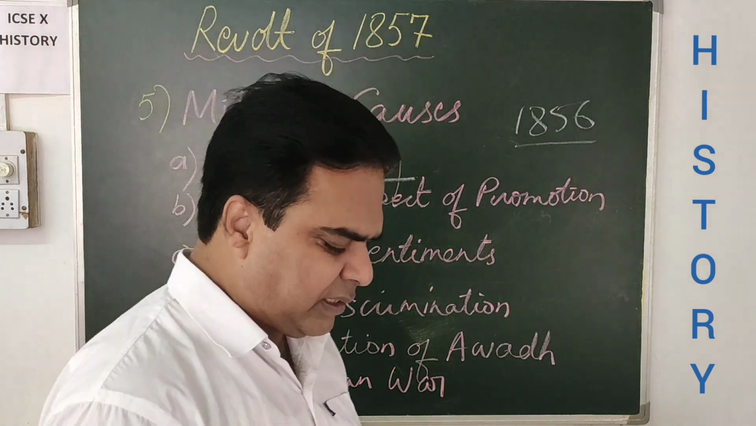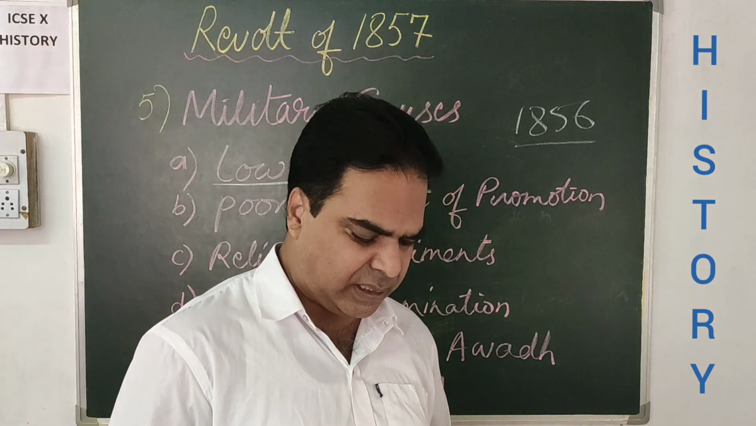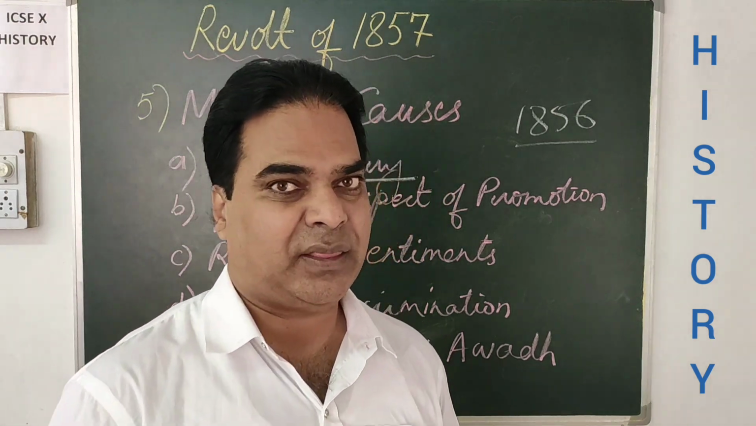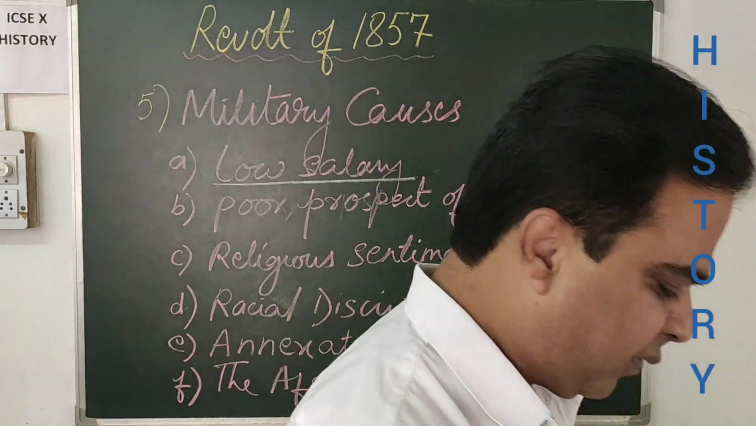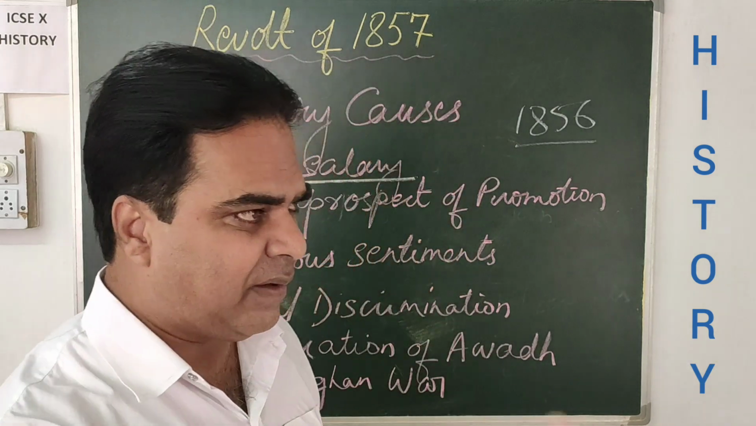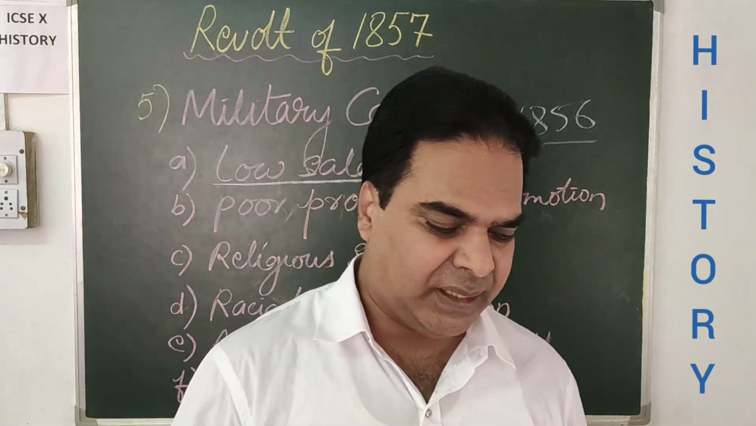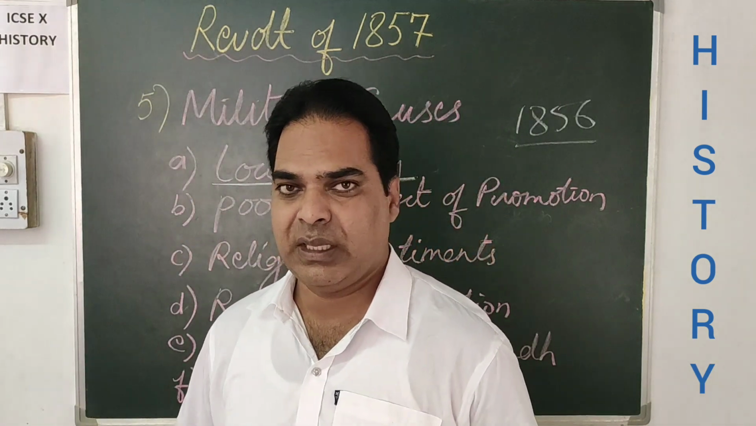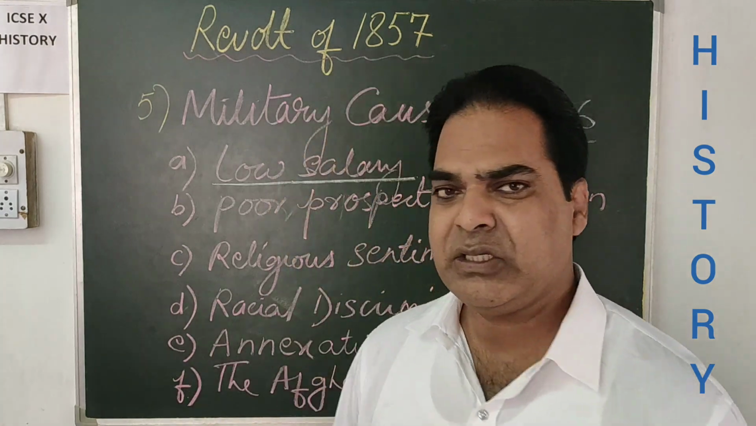And there is one more point which I did not discuss earlier: the numerical strength of the sepoys. Let me tell you that in 1857, there were 2 lakh Indian soldiers.